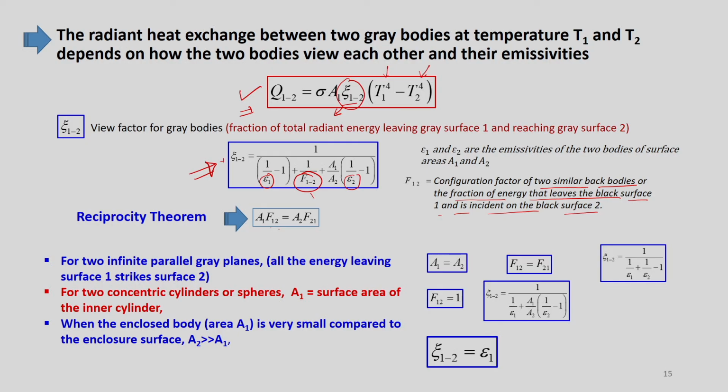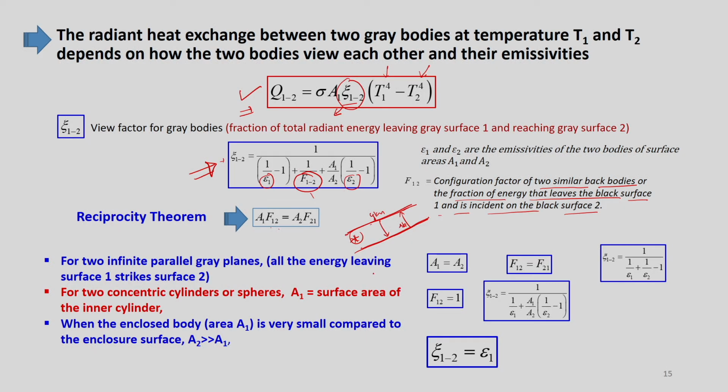So, we can draw a few cases, say for two infinite parallel gray plates. That means all the energy leaving surface 1 strikes surface 2. So, if we take just two infinitely parallel plates, this condition is valid for the design of a flat plate collector. Maybe this part we can consider as the glass cover and this part may be the absorber. So, how does this radiation exchange take place? This knowledge we can apply for designing the flat plate collector.